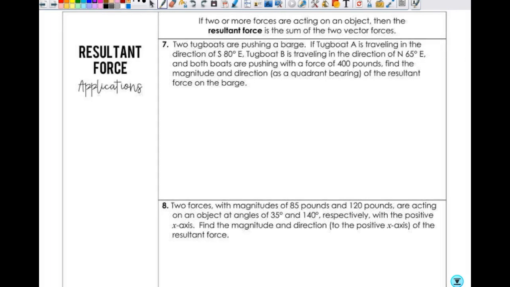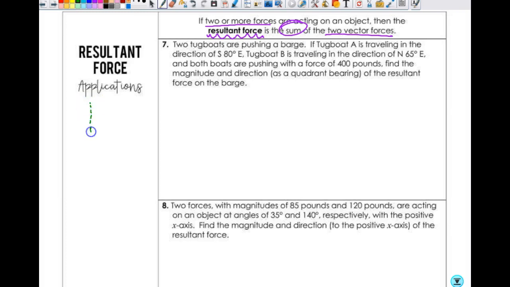Now, if two or more forces are acting on an object, then we have what's called a resultant force. That is the sum of two vector forces, right? When we draw the pictures, there are different ways you can draw these. You can draw the vectors together, or you can draw them where it makes more sense as far as the application itself. This says two tugboats are pushing a barge. If tugboat A is traveling in the direction of south 80 degrees east, tugboat B is traveling in the direction of north 65 degrees east. Both boats are pushing with a force of 400 pounds.